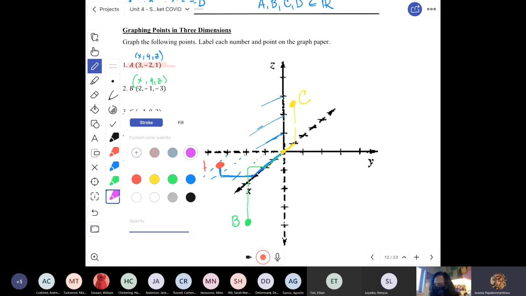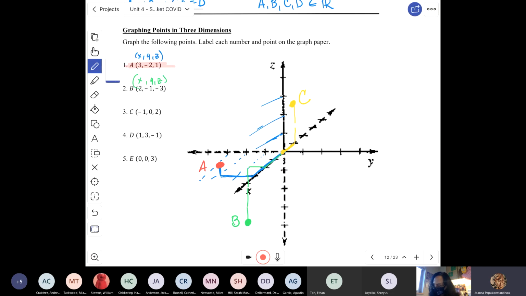Let's try D. From the origin, where am I going? One where? Forward. Beautiful. And then I'm going where?